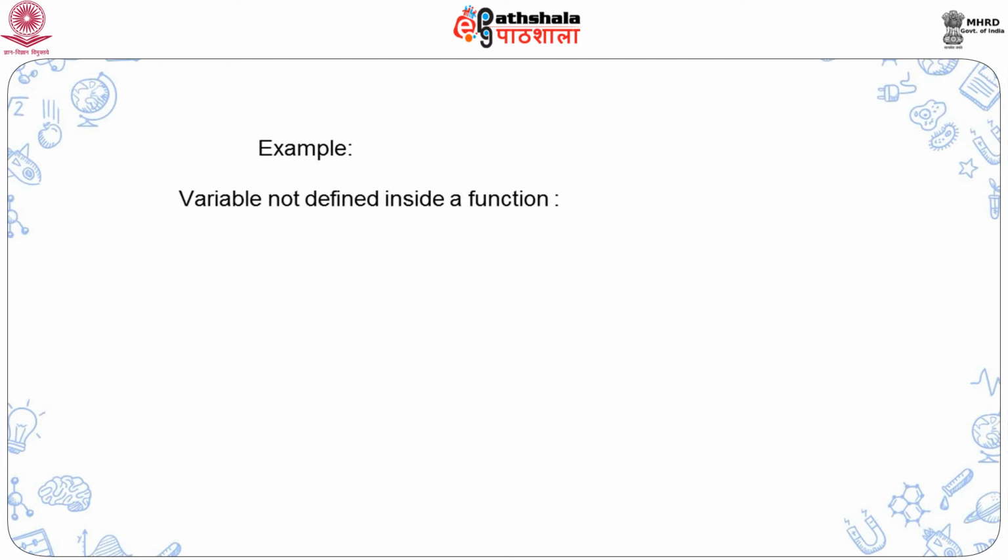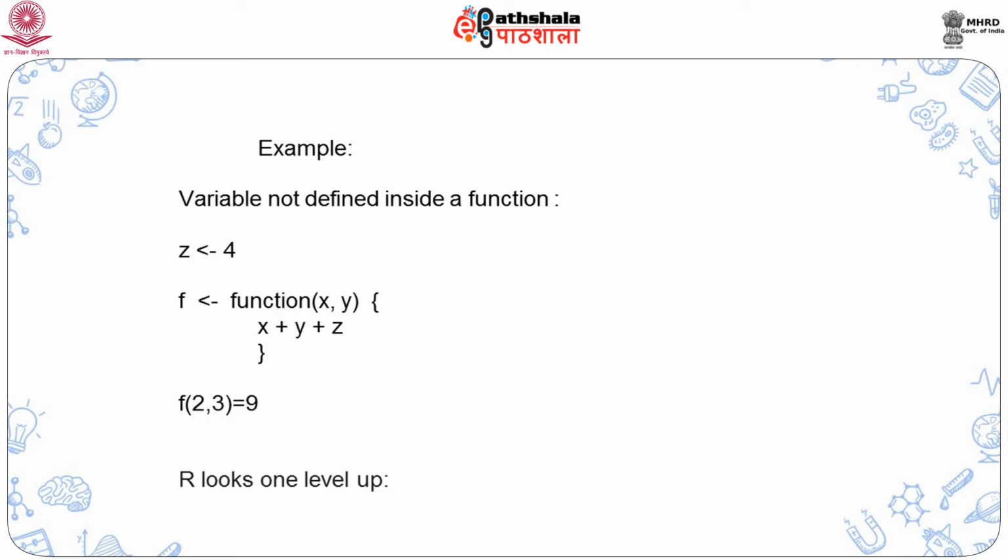So here we are assigning 4 to z, and our function is f, which, as we defined previously, is a function of x and y only, and within the body we are defining x plus y plus z. Now if we give 2 and 3 as arguments, so we write f of 2 comma 3, then finally we get 9. So basically it takes the value z equal to 4 and adds up these 3 numbers, and finally we get 9 as our output.